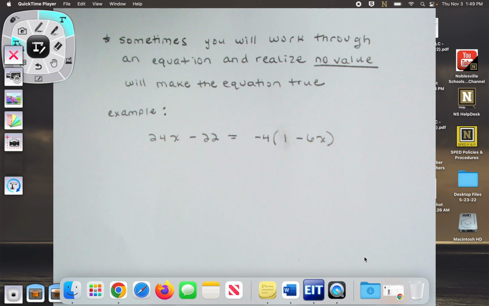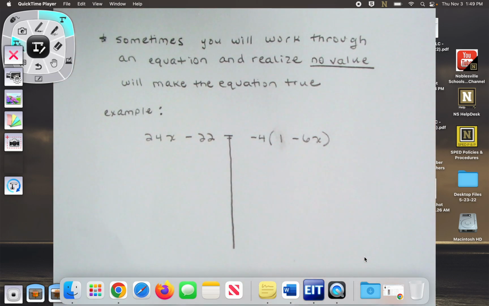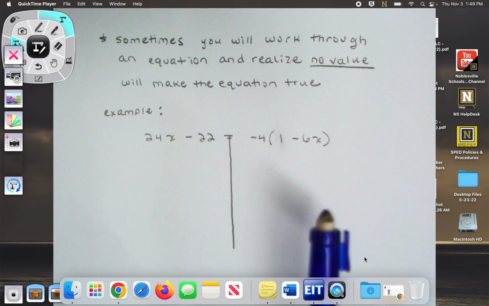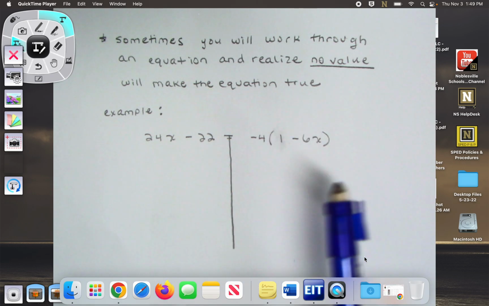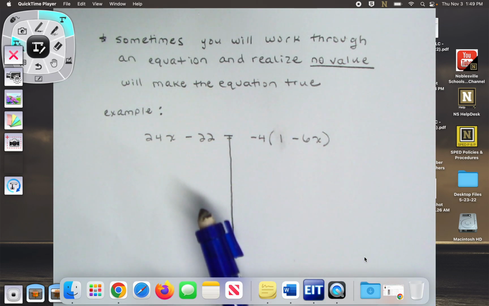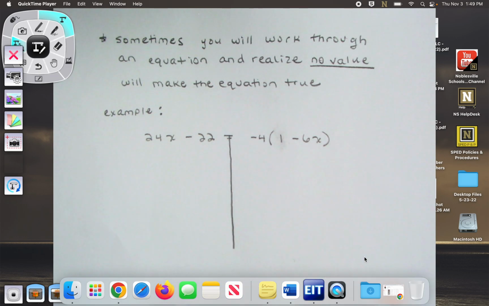Okay, so we always start out by drawing our wall of equality, right? This tells us if we cross it, we need to use the opposite operation, okay? Anything on the same side, you just add or subtract like it says, but if you have to go across this wall, you have to do the opposite, right? So we're going to look at this and say, well, can we do the distributive property? Can we distribute anything?